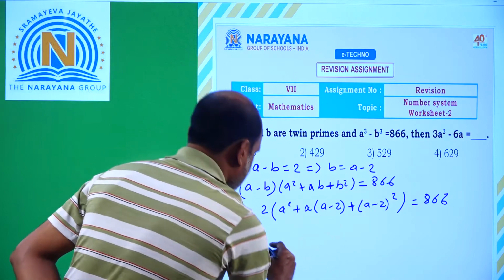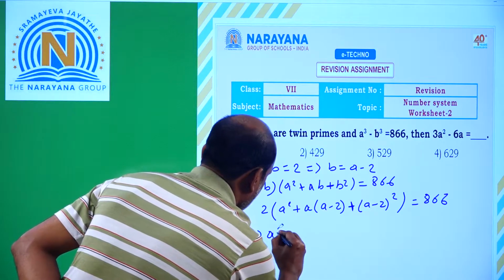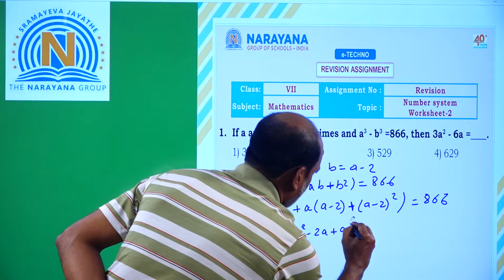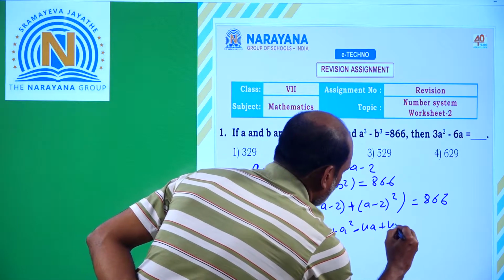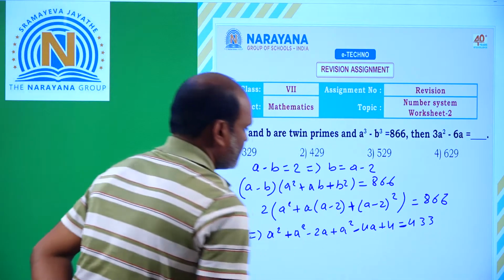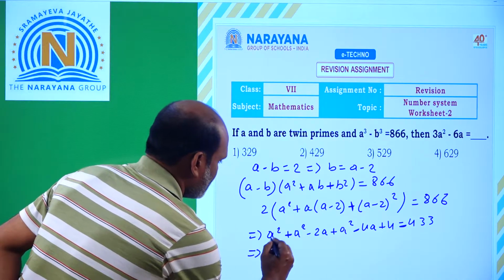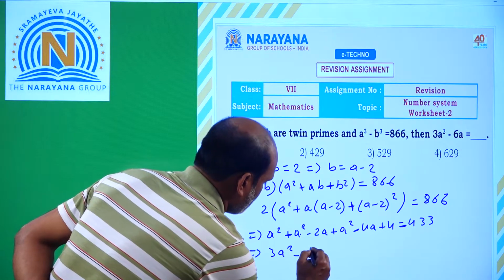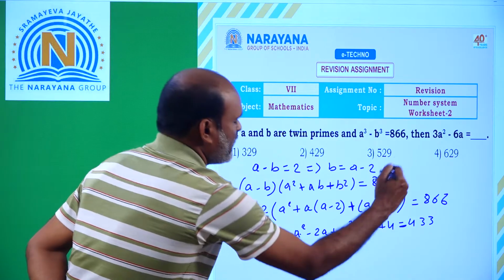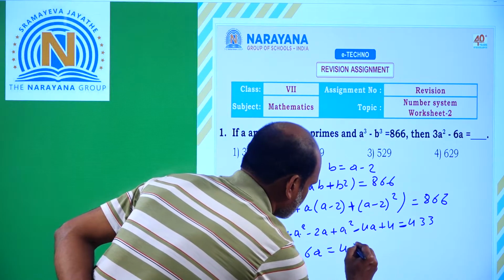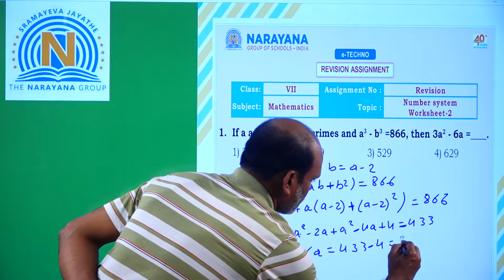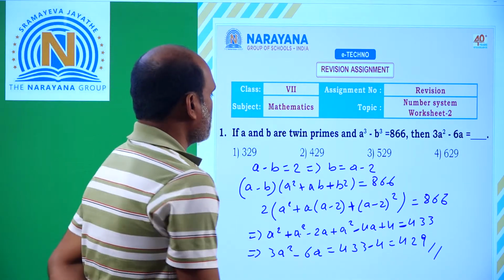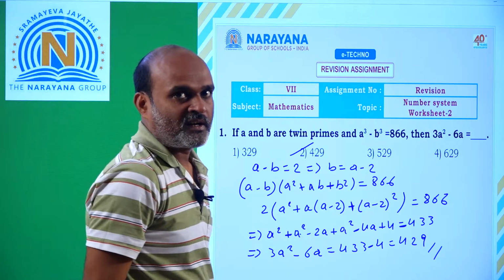Now these two transpose to that side, that implies A square plus A into (A minus 2), that is A square minus 2A, plus A square minus 4A plus 4 is equal to 433. That implies A square plus A square plus A square, that is 3A square, minus 2A minus 4A, minus 6A, is equal to 433 minus 4, that is 429. So 3A square minus 6A is equal to 429, that is option 2 is the correct answer.